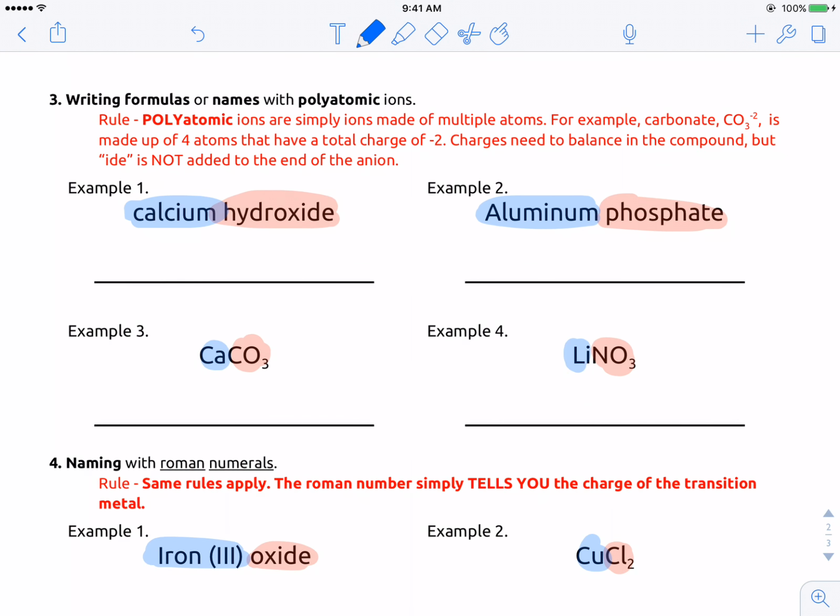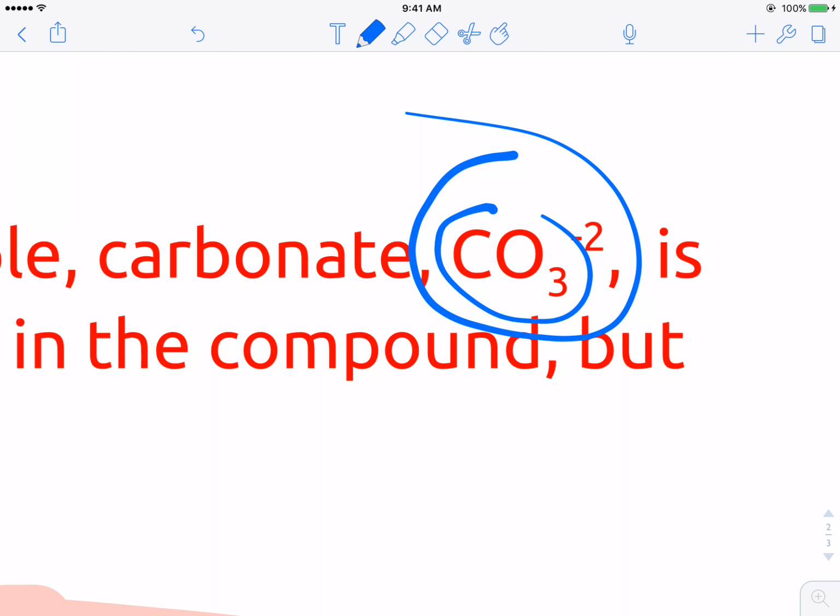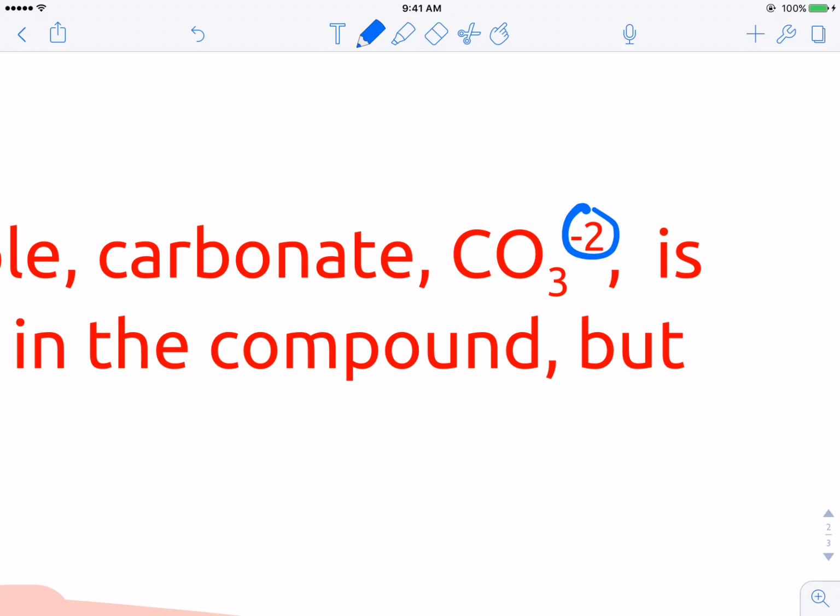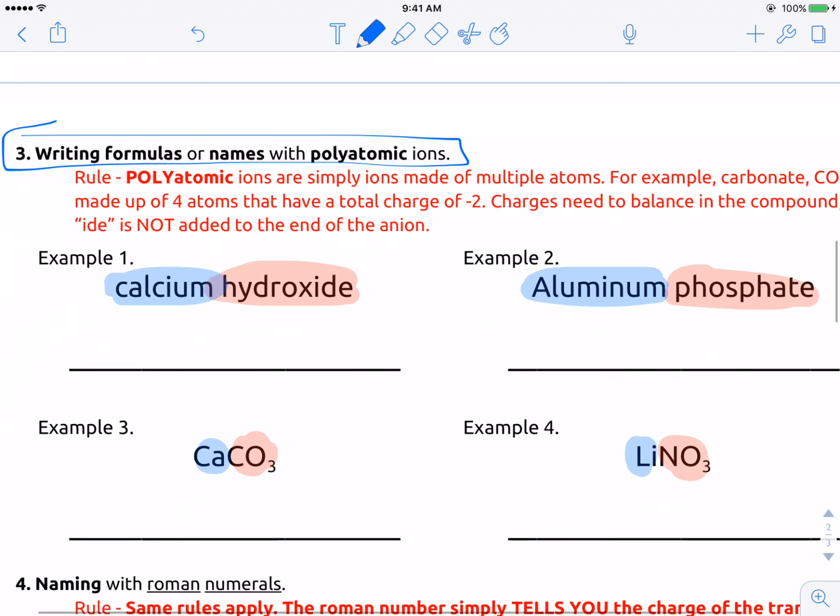Okay. Now if we had formulas or names with polyatomic ions, here's where you would need to use your reference sheet. And polyatomic ions are very simply ions made up of multiple atoms. So carbonate, for example, CO3 is made up of 4 atoms, 1 carbon and 3 oxygens, and it has a total charge of negative 2. So this whole thing, CO3, has a charge of negative 2.